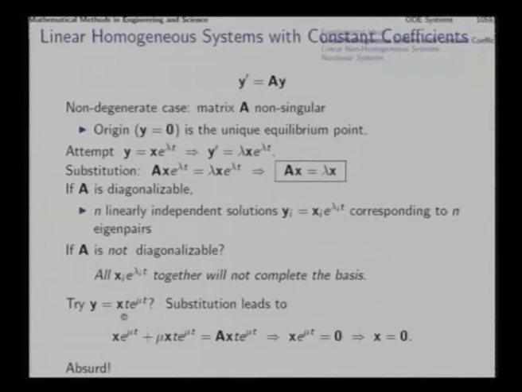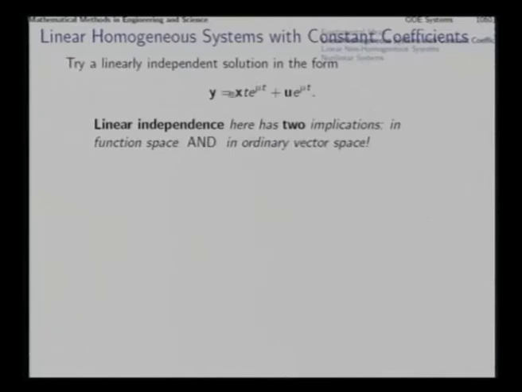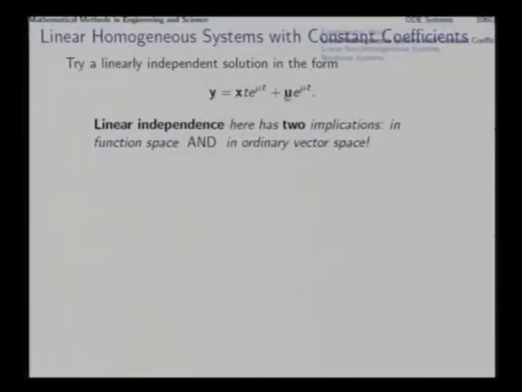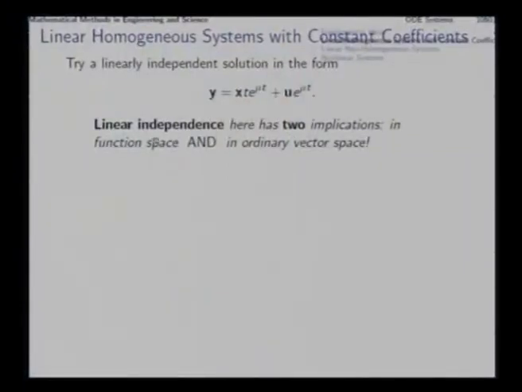So, therefore, in this kind of situation, to propose a really linearly independent solution, we need to make a proposal of this kind, where this t here caters to the linear independence in the function space, and this u, which is not proportional to x, will cater to the notion of linear independence in the ordinary vector space of x. So, linear independence here has two implications: in function space, which is handled with the insertion of this t, and in the ordinary vector space of x, which is catered to by the introduction of a different vector, which is allowed to be linearly independent of x.